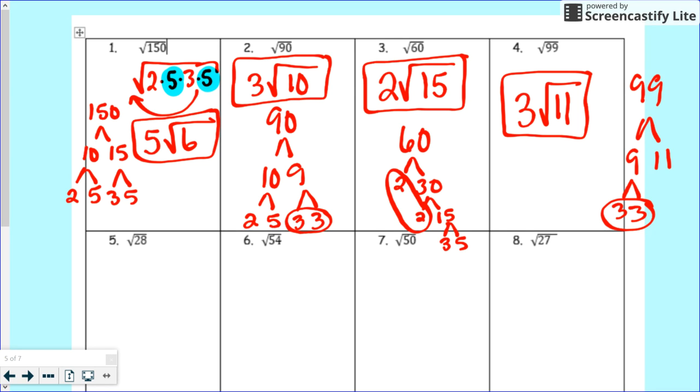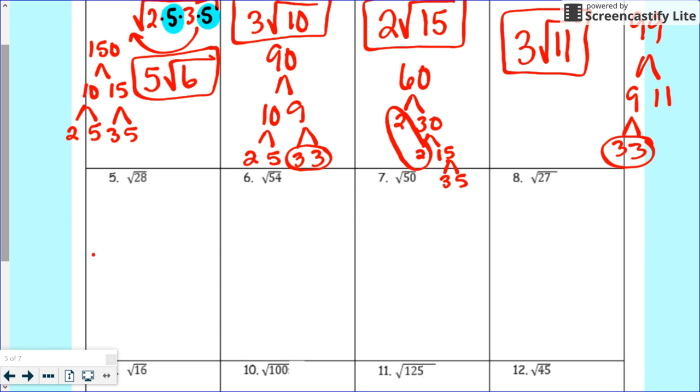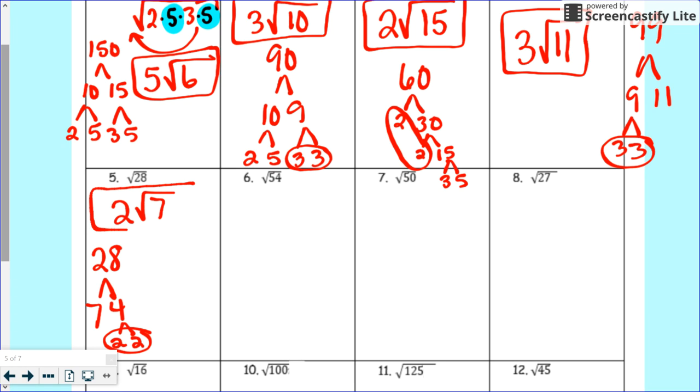Number 5, square root of 28. 28 can be 7 times 4. 7 can't break down, but 4 can be broken down to 2 times 2. So 2 is going to come out. 7 is stuck in jail, no partner in crime.